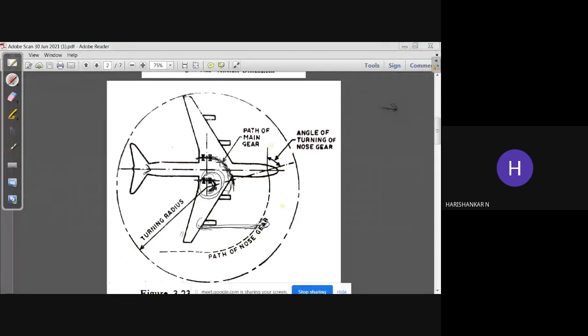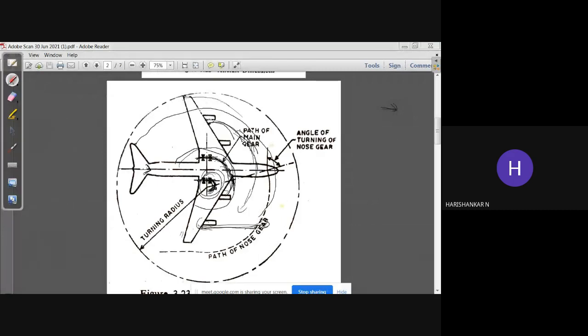Okay, so this circle will be negotiated by the wheel. All the points within the aircraft will start rotating with varying radii. This point will rotate with a path like this, in this circle with this much radius. And what about this point? This point will rotate with this much radius. In this way, all the points will get rotated.